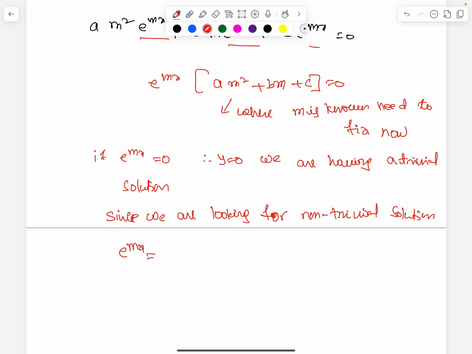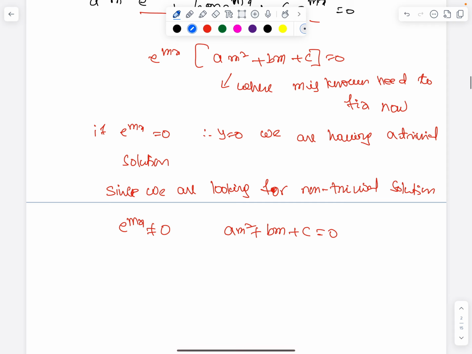So, y is not equal to 0 implies a m square plus b m plus c must be 0. If this is 0, we have to fix the m value, that is m is equal to minus b plus or minus square root of b square minus 4ac divided by 2a.